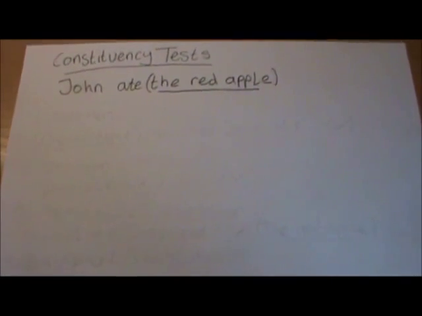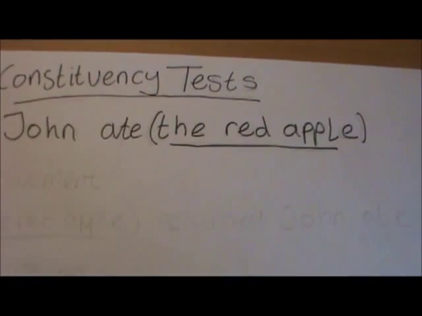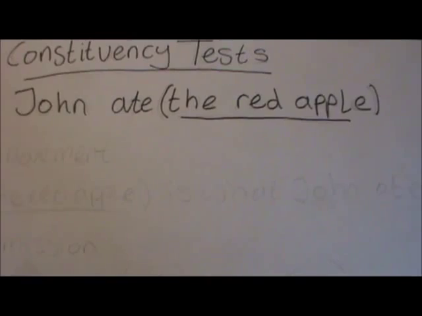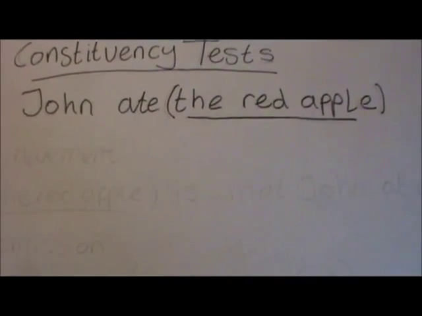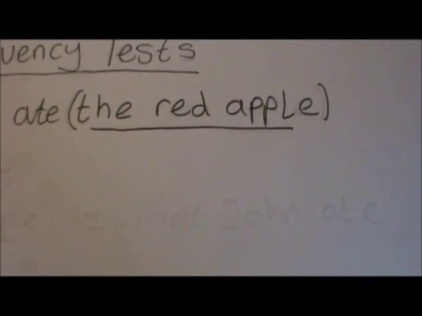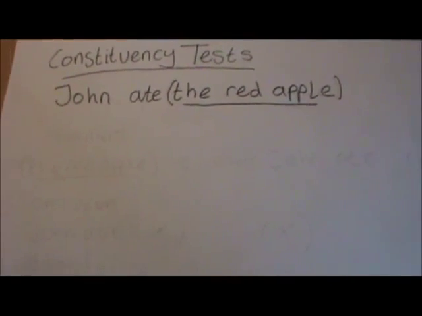I'm going to demonstrate some constituency tests. And the sentence we're going to be using as an example is John ate the red apple. Now, a constituency test is a test if a certain string of words in the sentence is a constituent of the sentence or a valid phrase within the sentence itself. And the phrase we're going to be using is the red apple. So we're going to be testing to see if the red apple is a constituent of the sentence John ate the red apple.